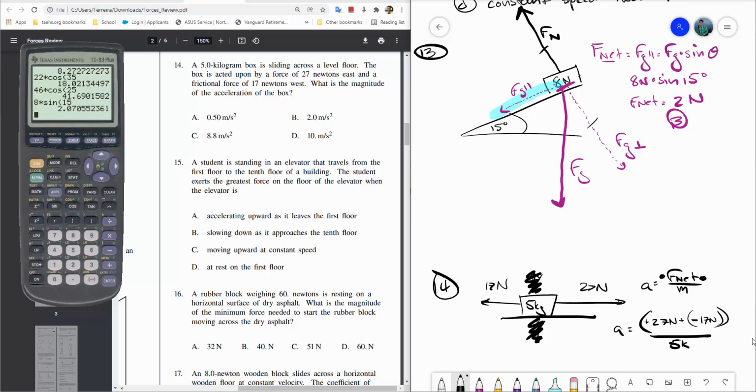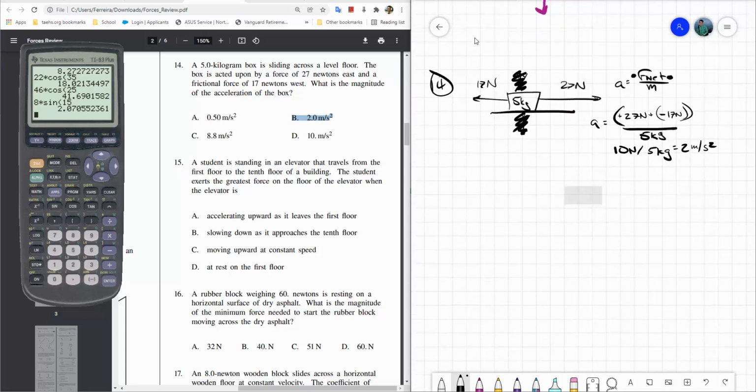Now if you do 27 minus 17, you'll get an answer of 10 newtons. And if you divide that by 5 kg, you'll get an acceleration of 2 meters per second squared. The answer is B, 2 meters per second squared.